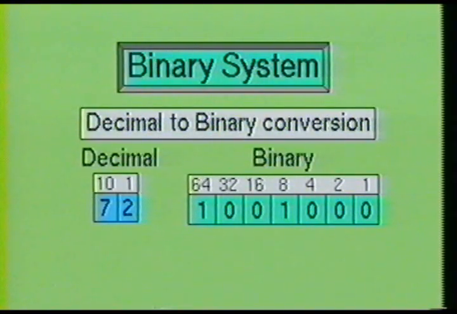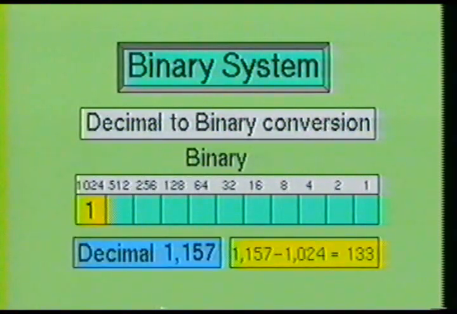Now let's convert a larger decimal number into binary. We will use the same process we have just described. Since the largest possible power of 2 we can subtract from the decimal number 1157 is 1024, we will place a 1 under this column. Then subtract the 1024 from 1157. This leaves a remainder of 133.